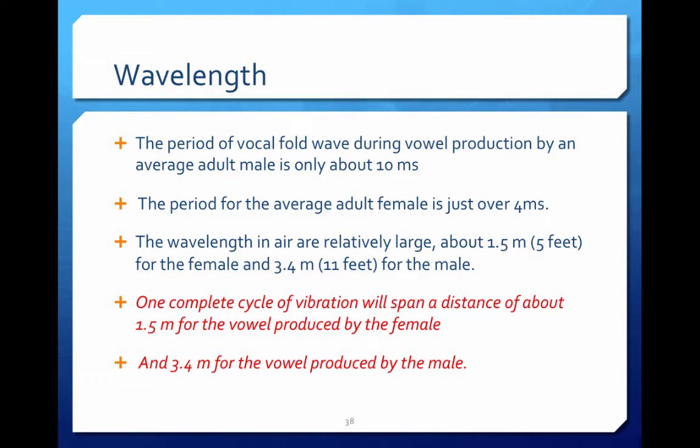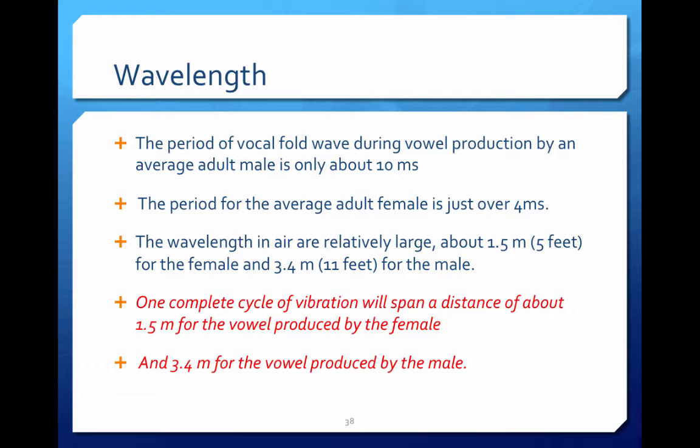The period of vocal fold wave during vowel production by an adult male is only about 10 millimeters per second, and a female is just over 4 meters per second. Our wavelengths in air are relatively large, 5 feet for a female and 11 feet for the male. So the male has a longer wavelength because men tend to have lower frequency voices.